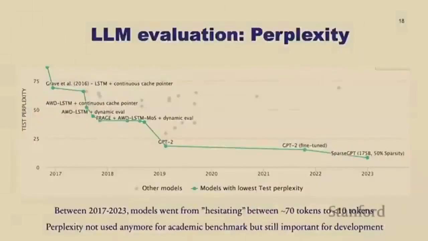Perplexity has really improved. That's perplexity on a standard dataset between 2017 and 2023. It went from about 70 tokens to less than 10 tokens over these 5-6 years. That means the models were previously hesitating between 70 words every time they generated a word, and now they're hesitating between fewer than 10 words. That's much better. Perplexity is actually not used anymore in academic benchmarking, mostly because it depends on the tokenizer you use and on the actual data people are evaluating on, but it's still very important for the development of LLMs. When you train your own LLM, people will still really look at the perplexity.